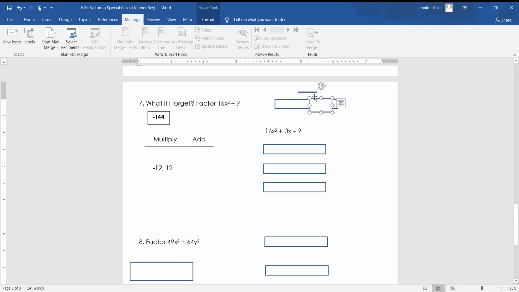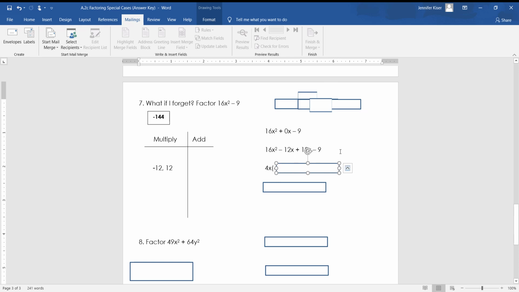And then you could sub both of those in together next. So it'd be 16x squared minus 12x plus the 12x and then minus 9. And then remember from here, you can group your first two terms and then your last two terms. So you have 16x squared minus 12x. So your numbered GCF for those two terms would be 4x.